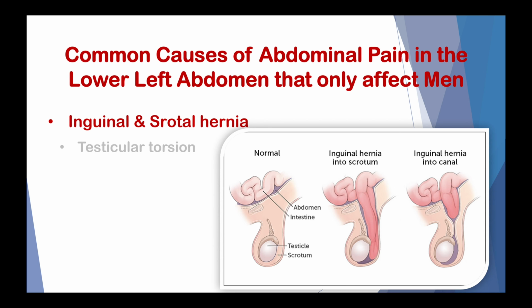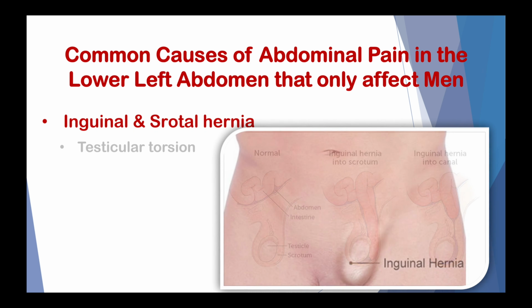Common causes of abdominal pain in the lower left abdomen that only affect men. Inguinal and scrotal hernia. An inguinal hernia occurs when the intestines or fat from the abdomen bulge through the lower abdominal wall into the inguinal canal. It can persist going all the way into the scrotum and the sac surrounding the testicle. Then it's called scrotal hernia.